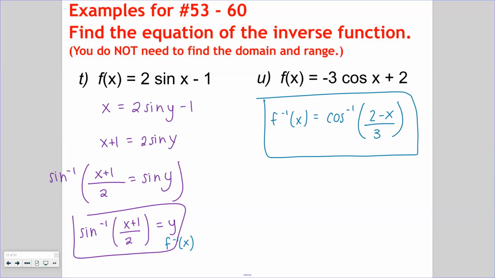All right, inverse equation, inverse cosine of the quantity 2 minus x over 3. You could have put x minus 2 over -3. That's fine as well. Questions on inverse functions?